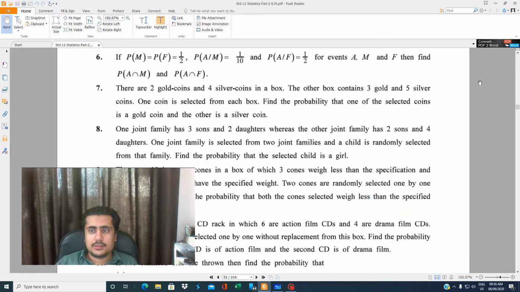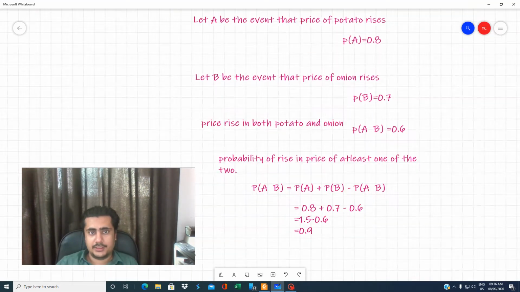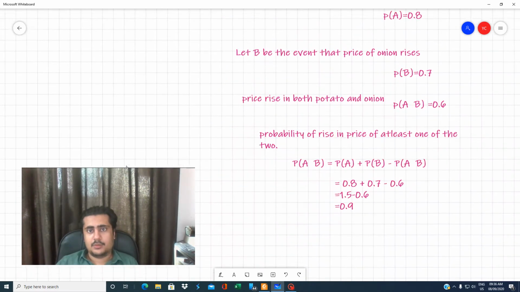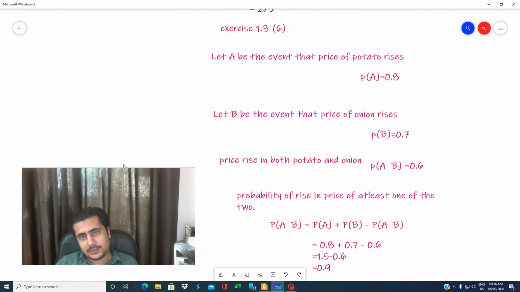So far we have started chapter number 1, probability part 2. We have done many exercises, exercise 1.1 we have completed, 1.2 we have completed, and we are in exercise number 1.3. Yesterday I have completed the sixth sum.